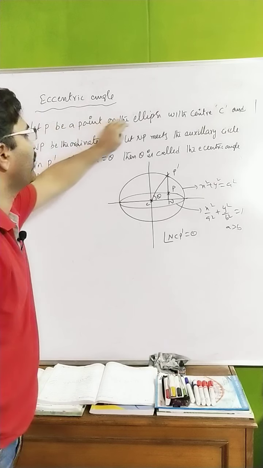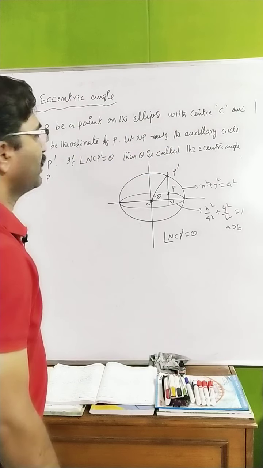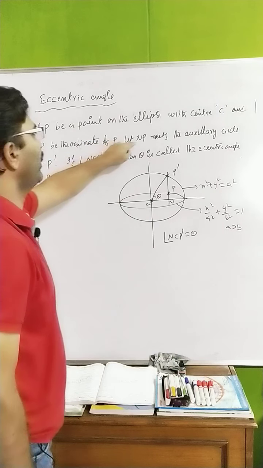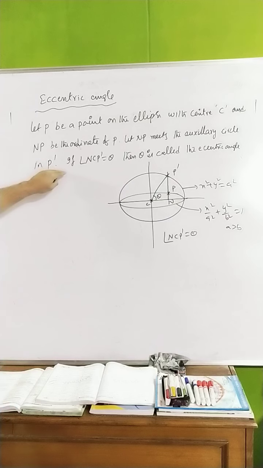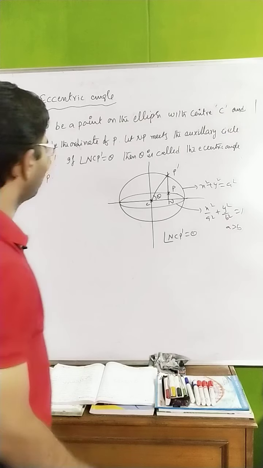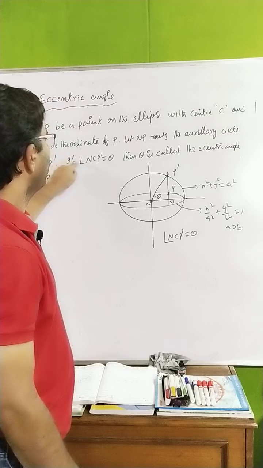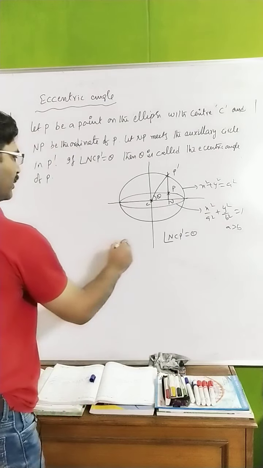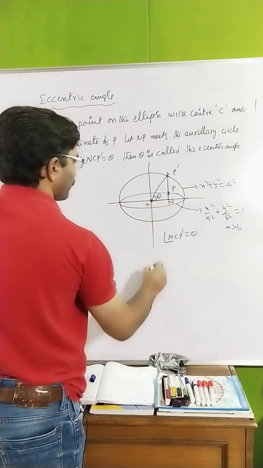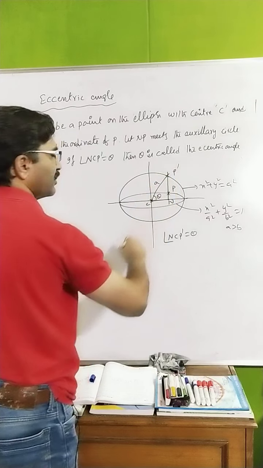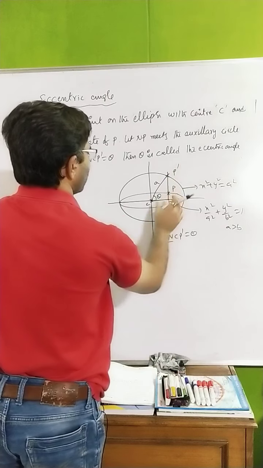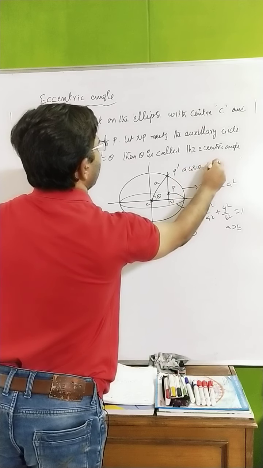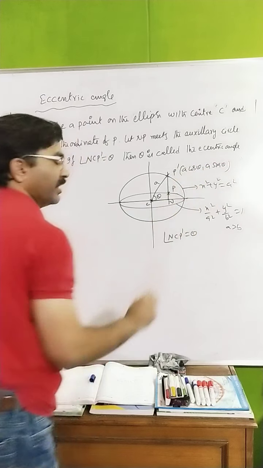I wrote the same thing. P be the point on the ellipse. See the center, and NP is the ordinate of P. That perpendicular we draw. Let NP meet the auxiliary circle at P dash, and this P dash I said is the corresponding point of P. Then angle NCP, theta, is called the eccentric angle. Very simple. If you take this length as A, then according to the right angle triangle concept, you will get P dash as A cos theta and A sin theta.